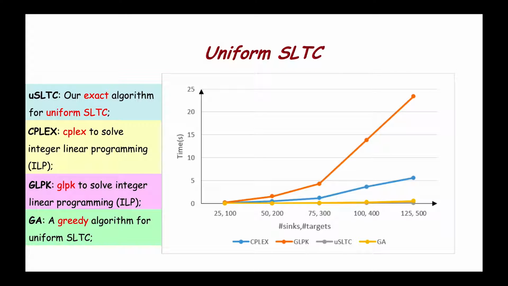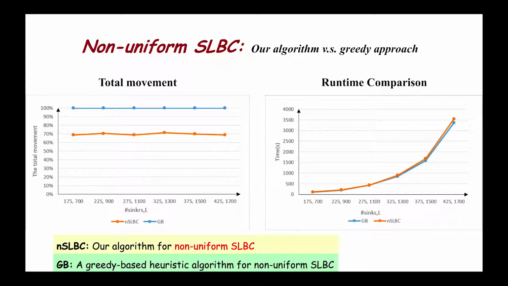In the experiments, we compare our algorithm with other baselines. Our algorithm is as fast as the greedy algorithm, but can always produce an optimal solution, while the greedy algorithm cannot. In particular, for non-uniform SLBC, our algorithm consumes 30% less movement than the greedy algorithm, but has a comparable runtime.